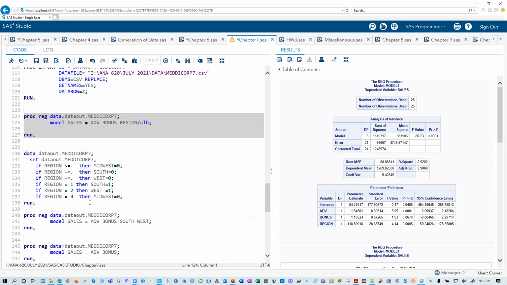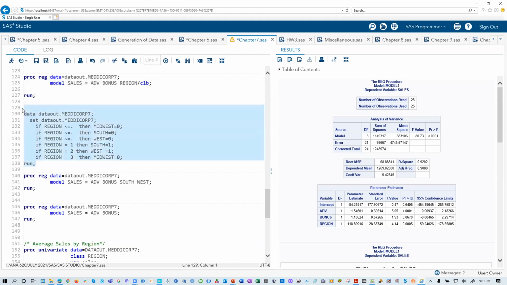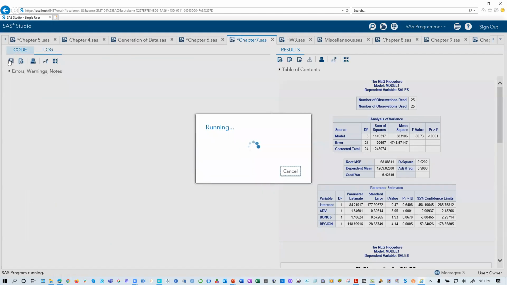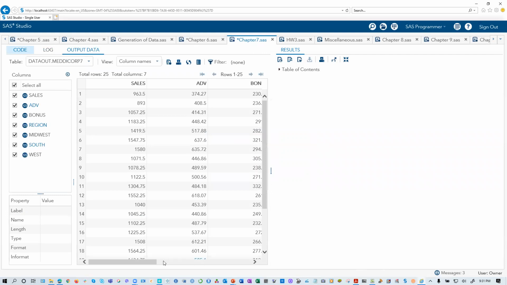Whatever we call the region, see? Region 1 means south. Now I call the south, and which is 1. If region 2 is the west, region 3 is the midwest 0. Then you're going to run that one. You do this modification for that categorical variable, the categorical variable being represented by 2 dummy variables.